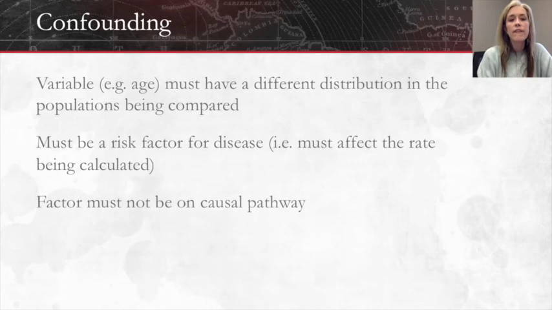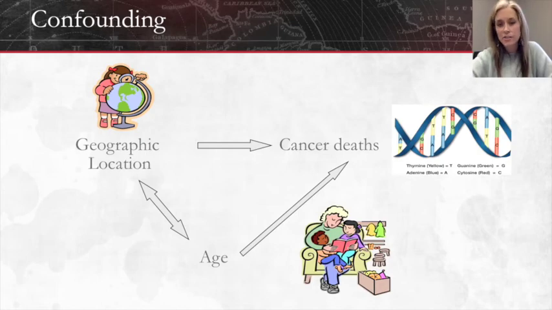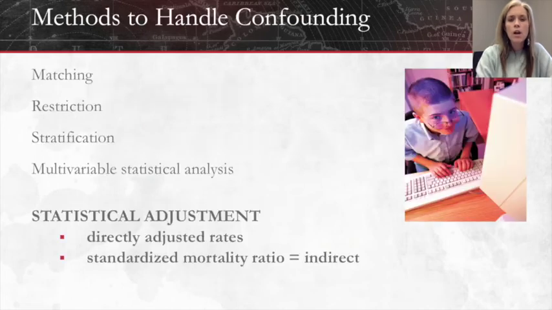In order to be a confounder, the variable, which in this case is age, must have a different distribution in the populations being compared, okay? It must be a risk factor for disease, so of course, age is certainly a risk factor for cancer deaths, and it must not be on the causal pathway, okay? What does that mean? Going back to look at this, geographic location must not cause age, and then age cause cancer deaths, okay? If that's the case, it's not a confounder, and we're going to dive deeper into that throughout the epi training program. So there are different ways to handle confounding.